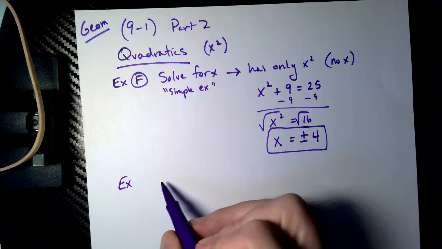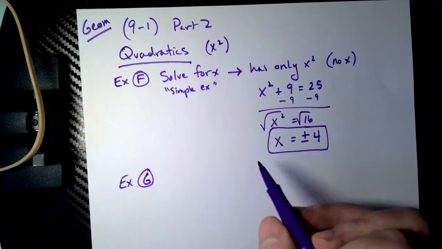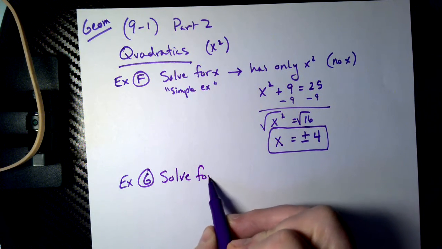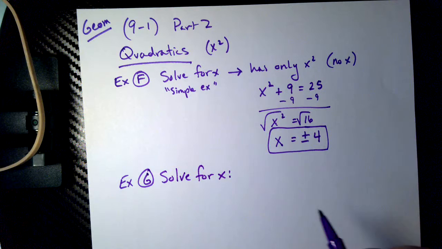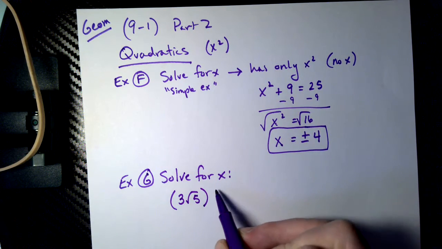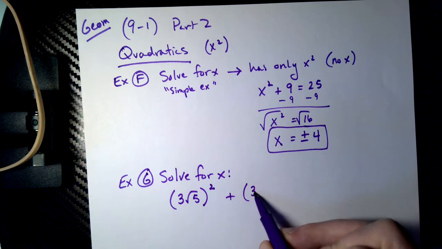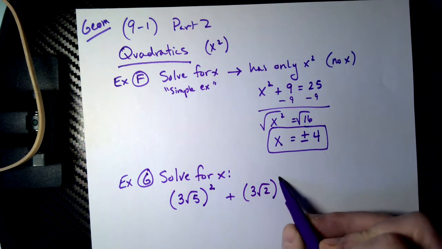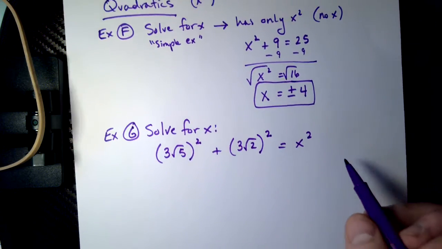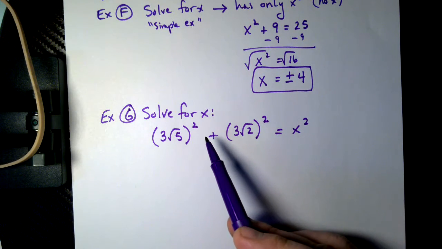Let's take it up a little bit of a notch here. Let's do example G. Just hear me doing the alphabet in my head. Solve for x again. If I give you 3 square root of 5 squared plus 3 square root of 2 squared, and that equals x squared. Again, you have x squared all by itself. So we're going to simplify this side and then square root it.